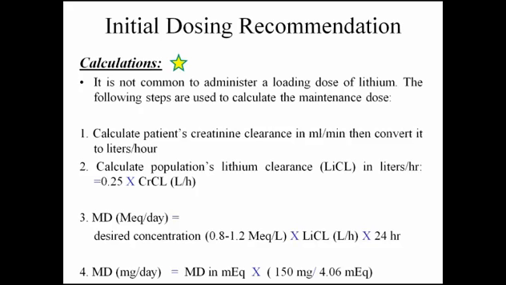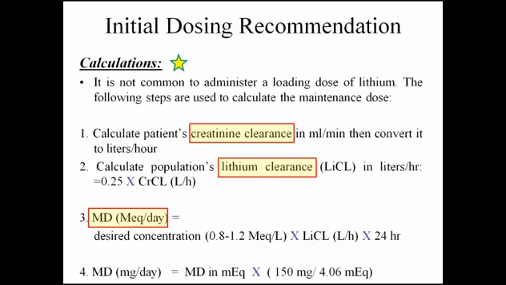The calculation is a 4-step process. We start by estimating creatinine clearance for the patient, and we want this to be in liter per hour. Then we multiply the creatinine clearance by 0.25 to get lithium clearance. Once we have lithium clearance, we multiply it by the desired concentration to get a maintenance dose in milliequivalent per day.